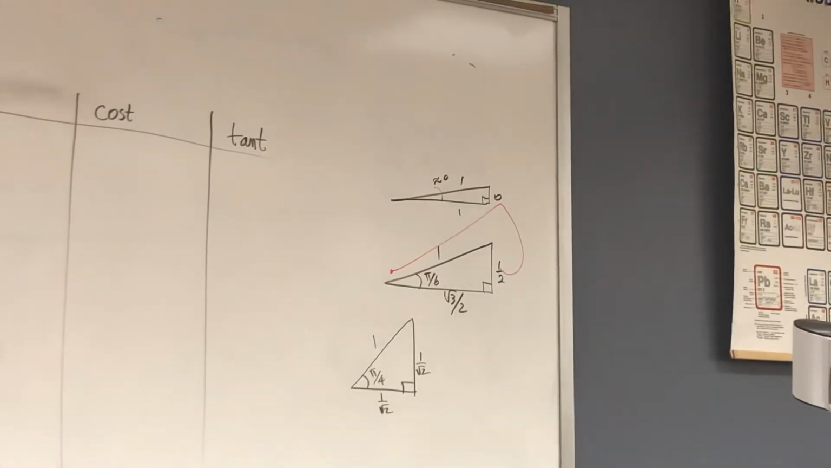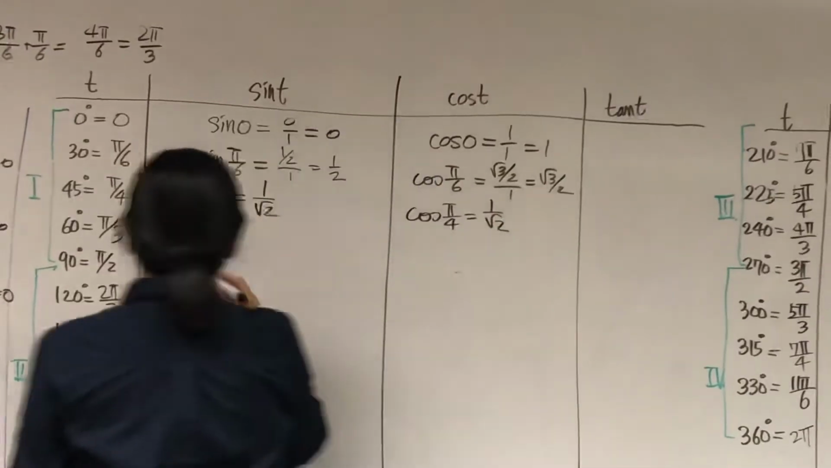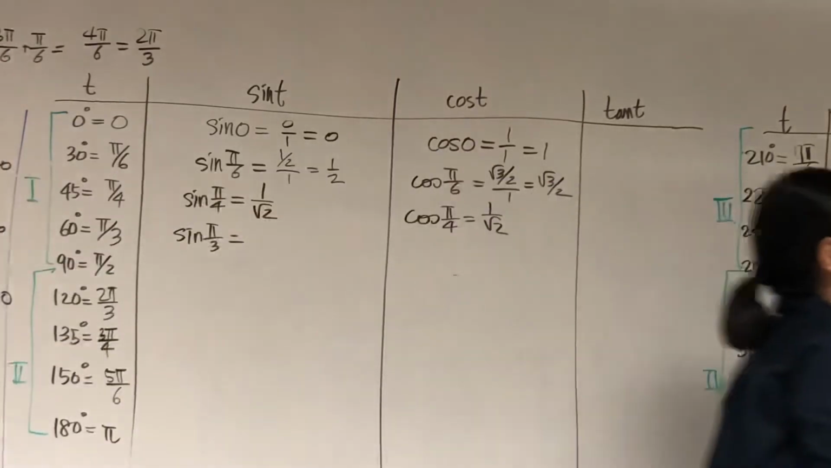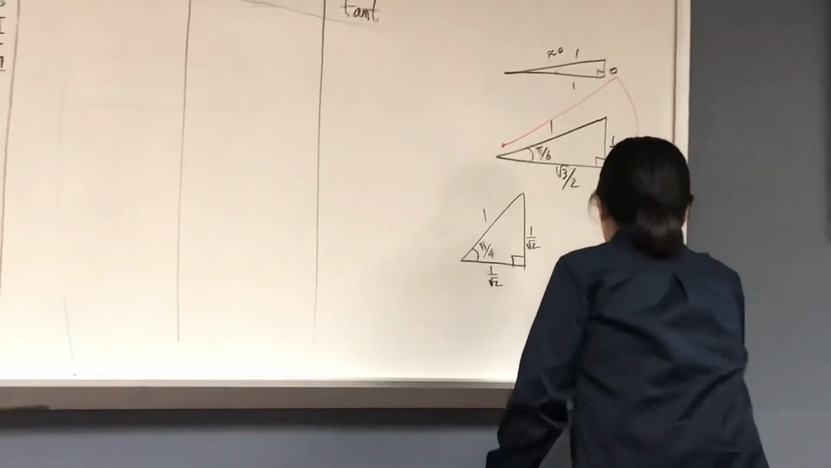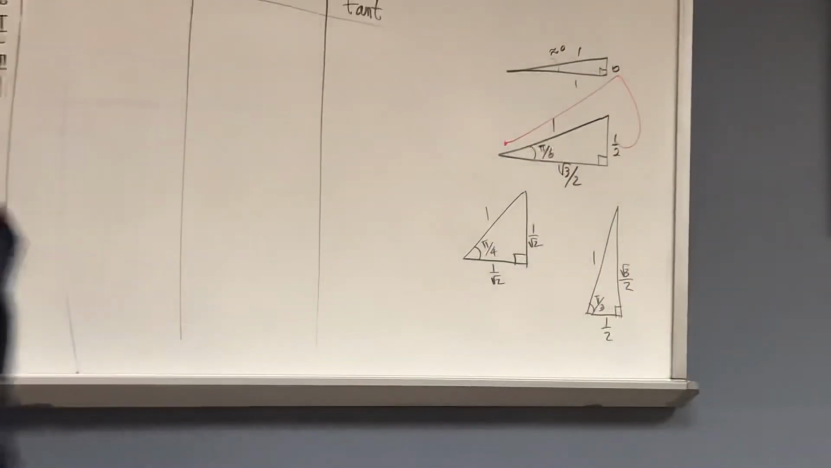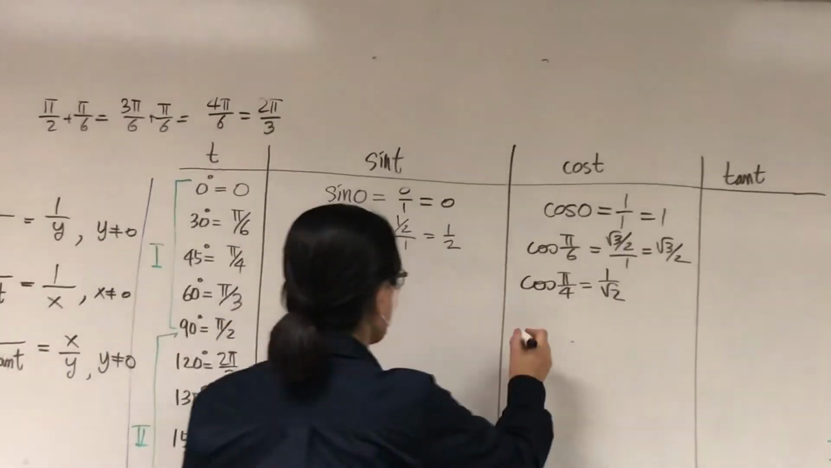So sine is what? 1 over square root of 2, because your base is always 1. Yes. Cosine pi over 4. So 1 over square root of 2. Yep. How about sine pi over 3? Square root of 3 over 2. Am I right? Yes? How about cosine?